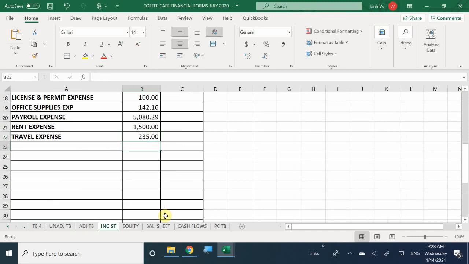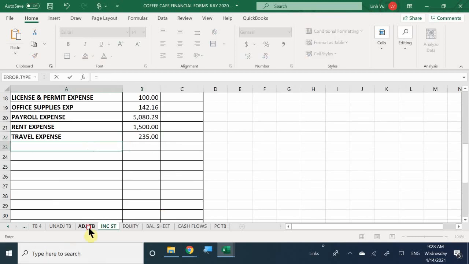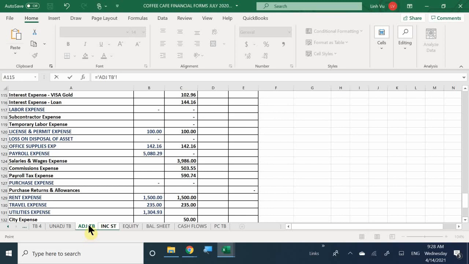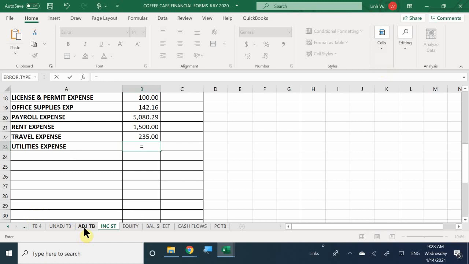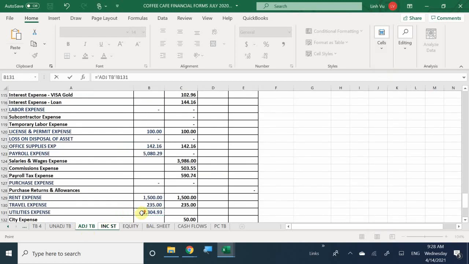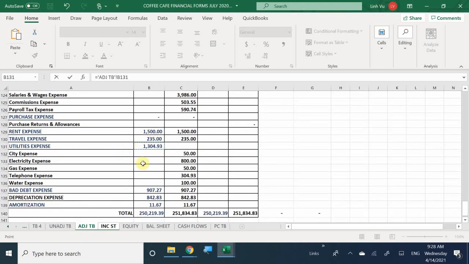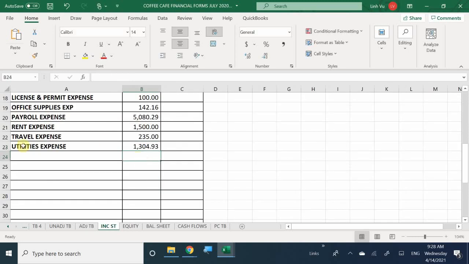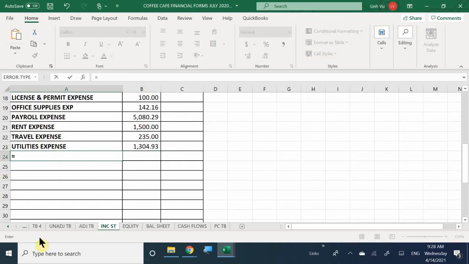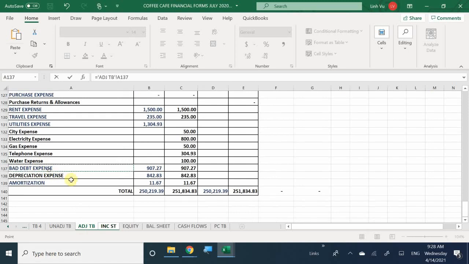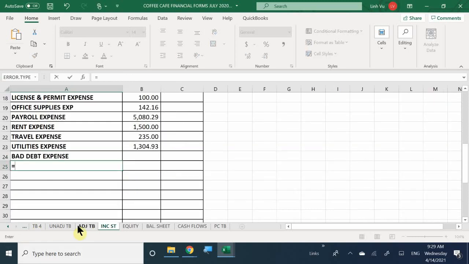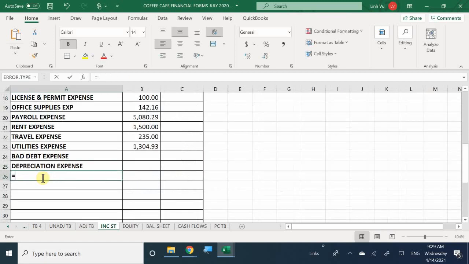235. And then we also have utilities expense for 1,304.93. And then we have bad debt. So I'm just gonna go ahead and copy the rest of them from the trial balance. So we got bad debt expense, we also have depreciation, and lastly amortization.